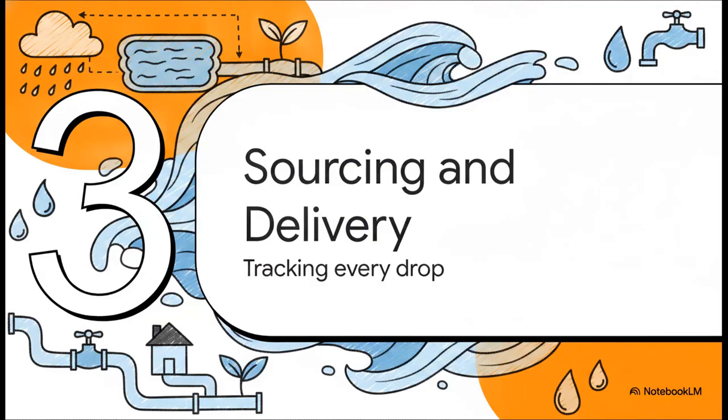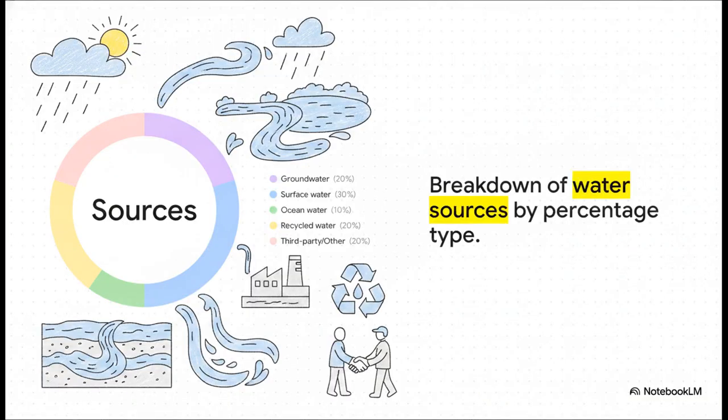Let's jump into Section 3, sourcing and delivery, where we track every single drop. This brings us right to Metric B, which looks at the source of the water. Utilities can't just wave a hand and say they pumped 1 million gallons. They have to reveal the precise percentage breakdown of exactly where their water comes from.